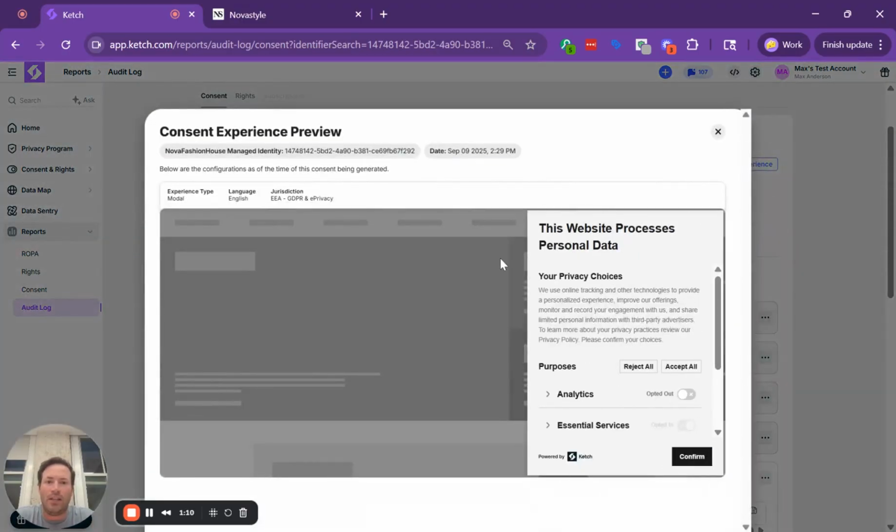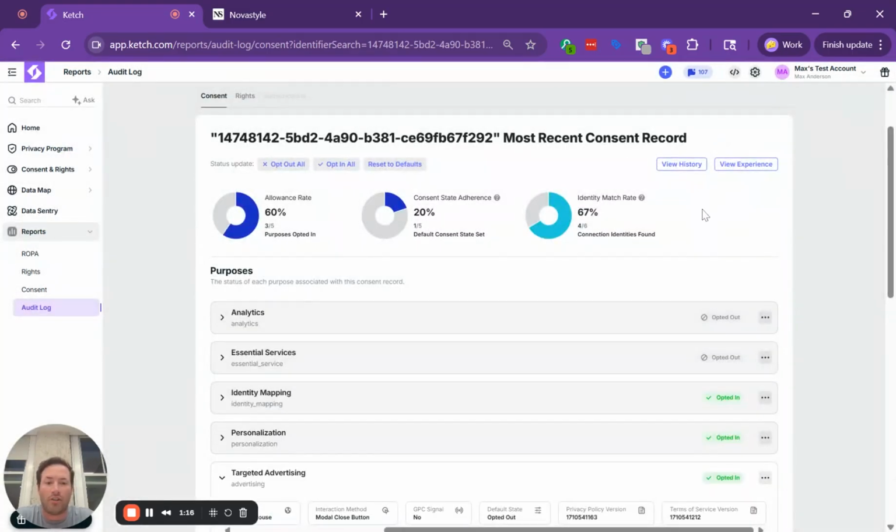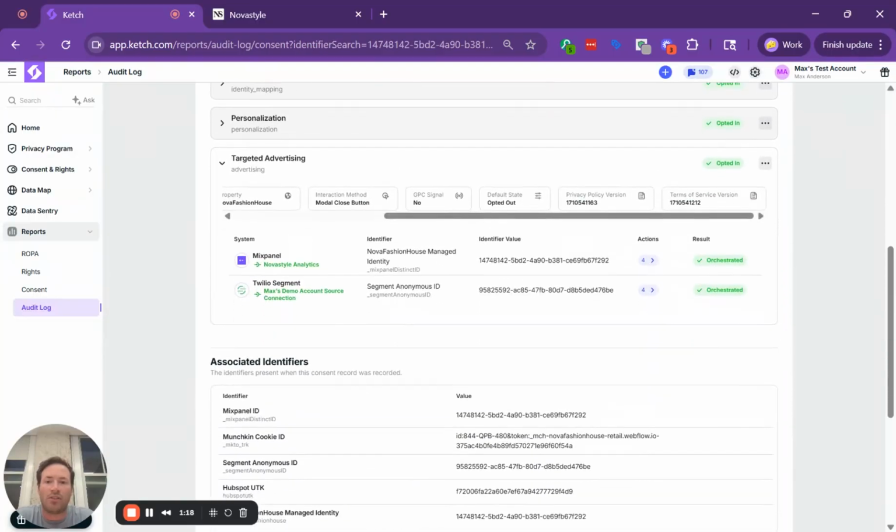I'm also going to show the experience that they saw when they made these choices, a whole history of all of the choices that individual has made, and most importantly, all of the actions that took place to effectuate that specific choice. We reached into Mixpanel, and we took 4 actions to effectuate this choice. We reached into Twilio Segment, took 4 actions to effectuate this choice. This is the type of evidence that helps our customers day in and day out show enforcement agencies and plaintiffs' attorneys with demand letters that they are in fact doing exactly what they say that they are doing in the consent modals.